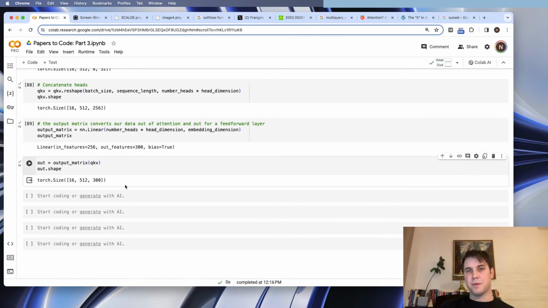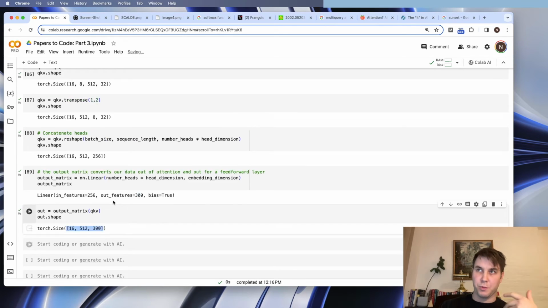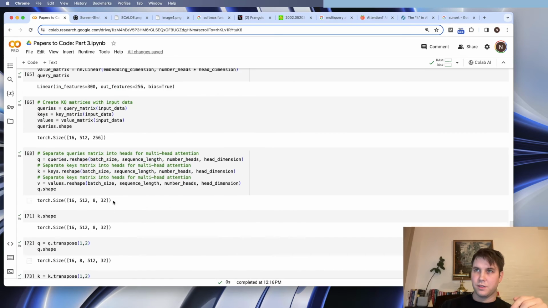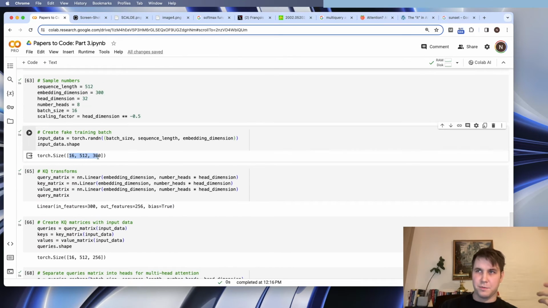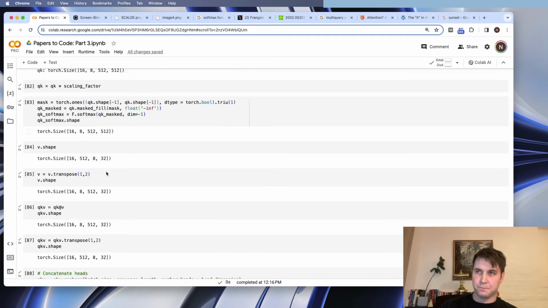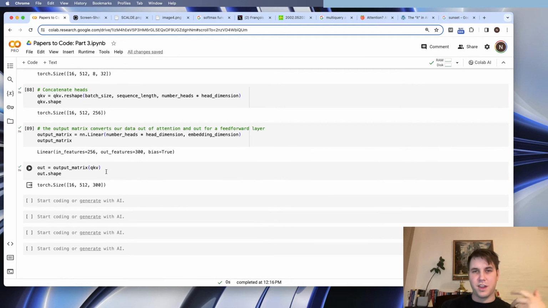And so this is the same shape of data that we actually entered with. And it's the same shape that we want to leave with. So our fake input data was 16 batches of 512 length sequences of 300 dimensions each. And that's what we come out with at the end.